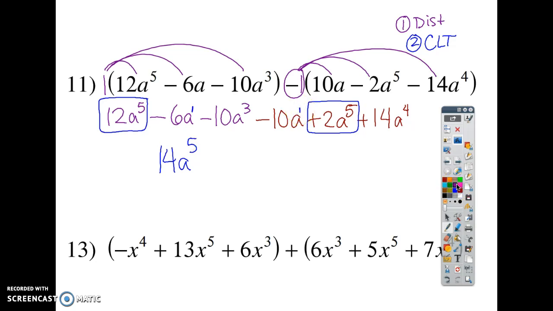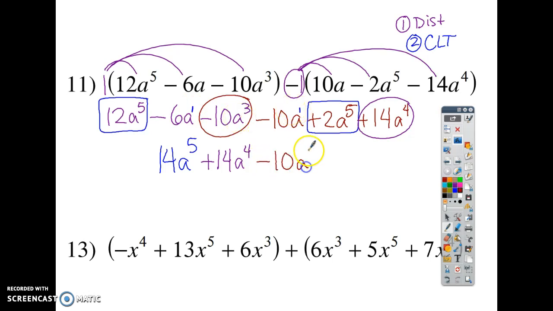Okay, then we're doing the 4s. So to the power of 4, there's only one of them, so bring it down. Positive 14a to the 4th power. Then I have to the 3rd power, so this one, there's no other one, right? So you just bring it, it's minus 10a to the 3rd power.